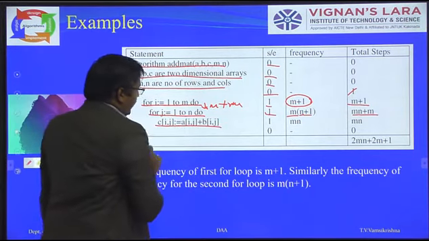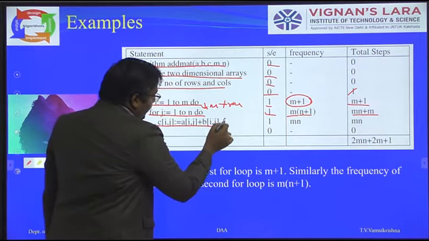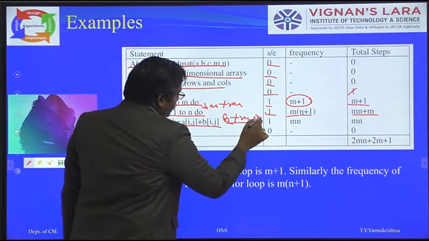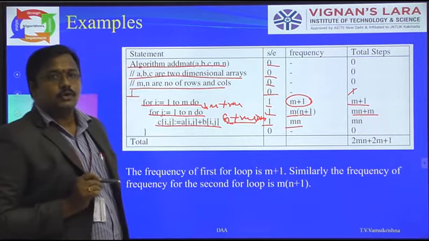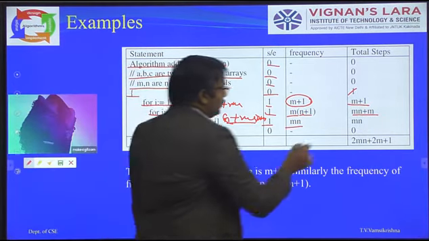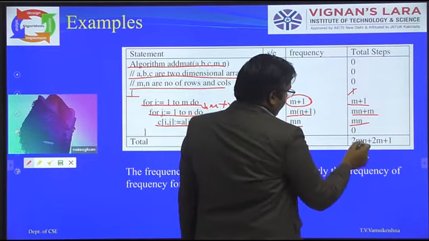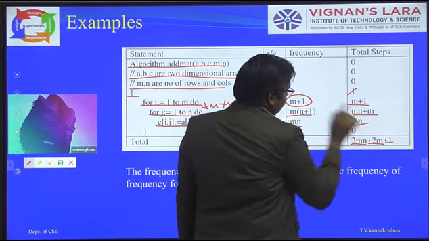For this statement, the for loop executes m times, and here the inner for loop is true n times, so totally n times into m, that is mn times. So 1 into mn. Finally, mn plus mn is 2mn, m plus m is 2m, plus 1.